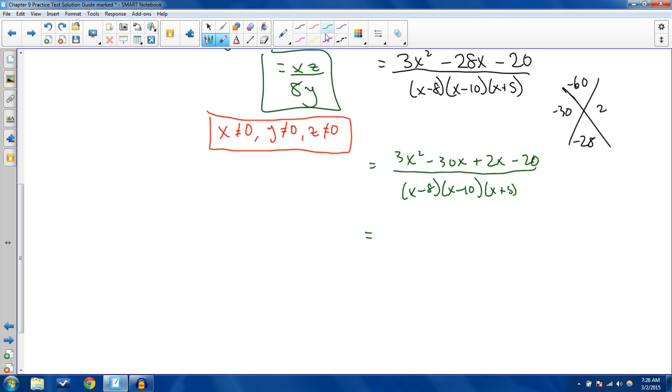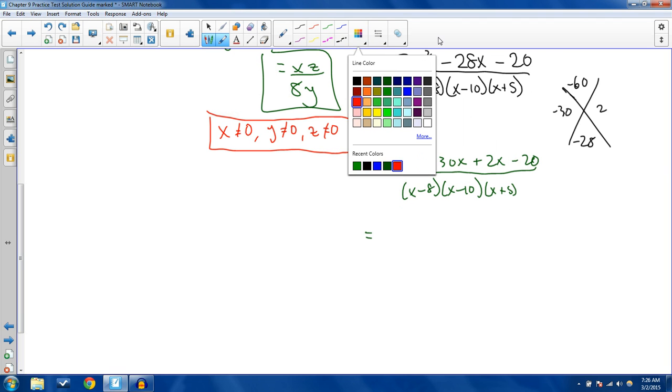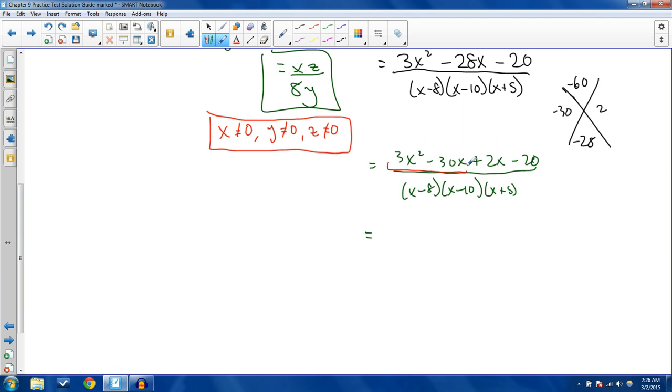Factor by grouping. This is revisiting chapter 5 for sure. Common factors here. I have a factor of 3x here. I'm going to be left with x minus 10. I have a common factor of 2 here. I'm going to be left with x minus 10. Your goal is to get a common factor within your common factor. Pull out a common factor so you get common factors within these two terms. x minus 8, x minus 10, x plus 5.